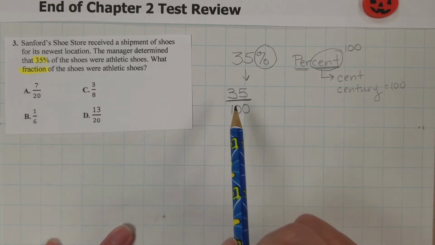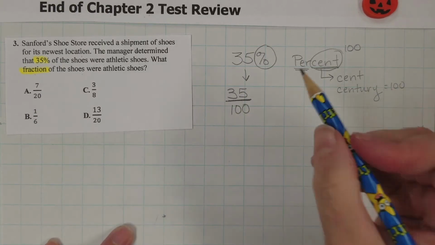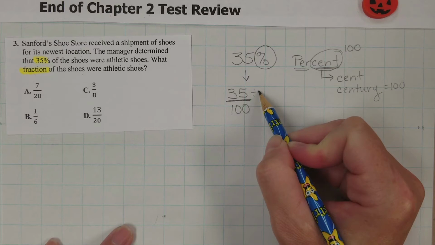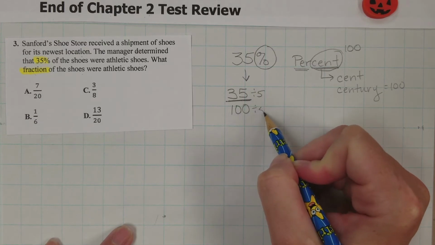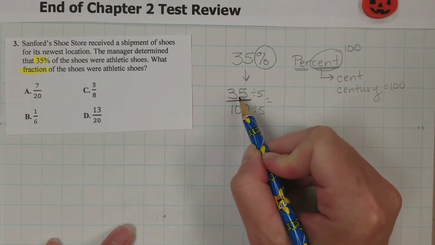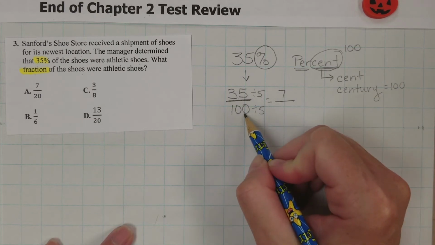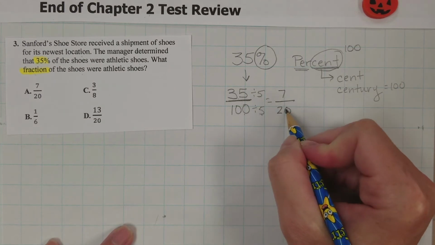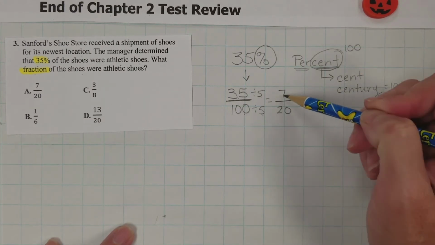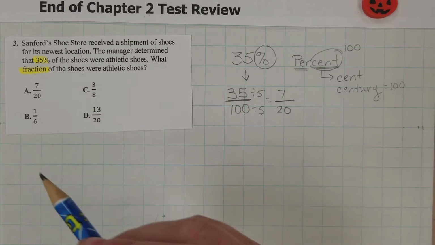Now, when I look over to my answer choices, I do not see that. And the reason why is because they want me to simplify this. I can divide the top by 5 and the bottom by 5. And I will get 35 divided by 5 is 7. And 100 divided by 5 is 20. So my reduced answer is 7/20, and that is answer A.